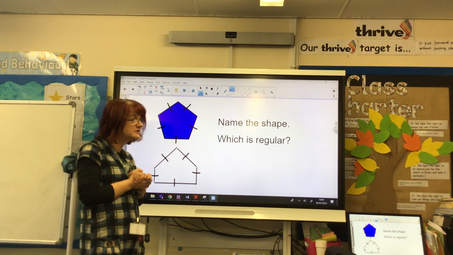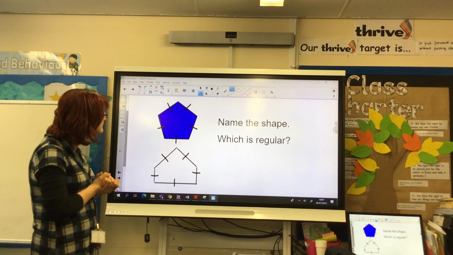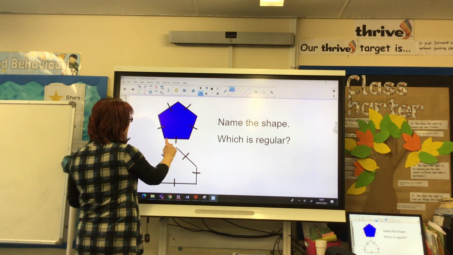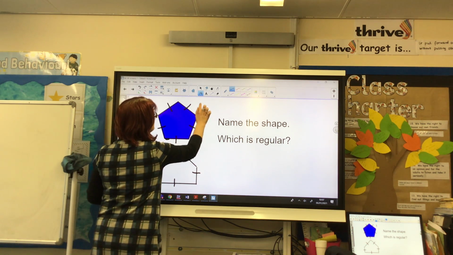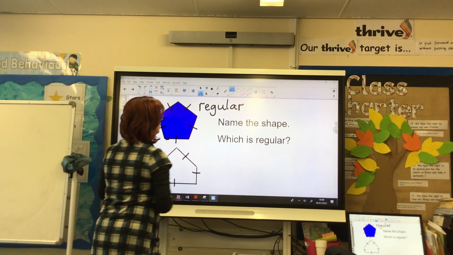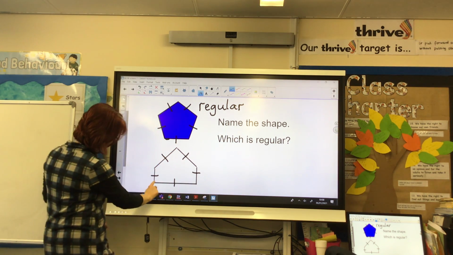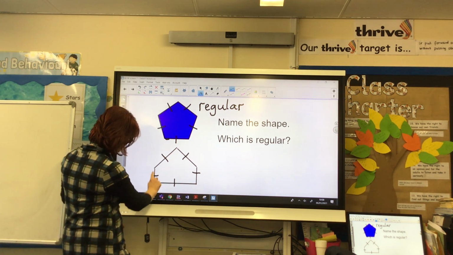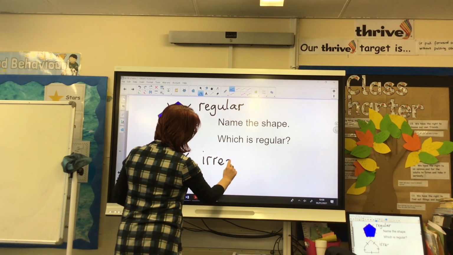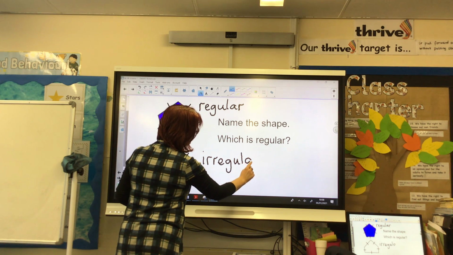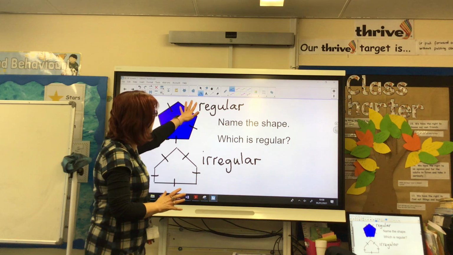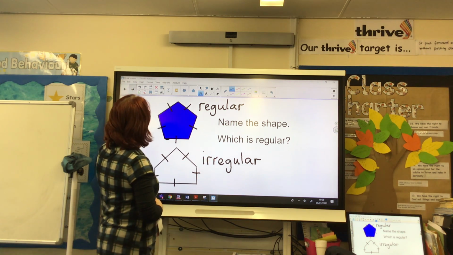Can you have a little look and see what you think? Yes, you're absolutely right. This one, every single side is the same length. So this one we would say is a regular pentagon. This one here, you can see there's a very long side here and there's two short ones. So this must be irregular. Irregular. Okay, both pentagons, one regular, one irregular.